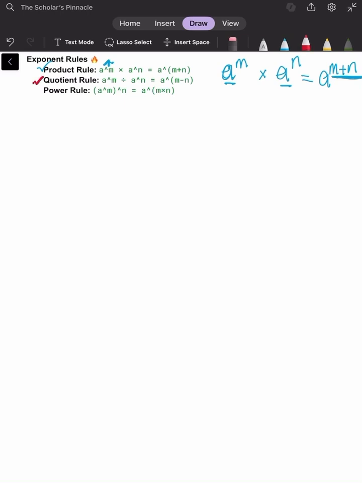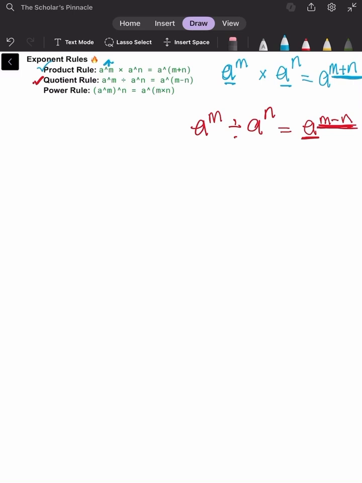Now, on to the next one, the quotient rule. Here, you have a raised to the power m divided by a raised to the power n. This, in other words, can be written as a raised to the power m minus n. Again, remember, this is in superscript. It is raised to the power of m minus n. It's not on the same level as this. I want you to keep that in mind.